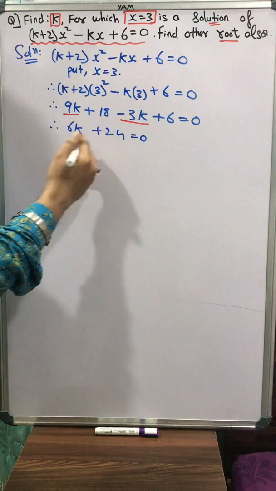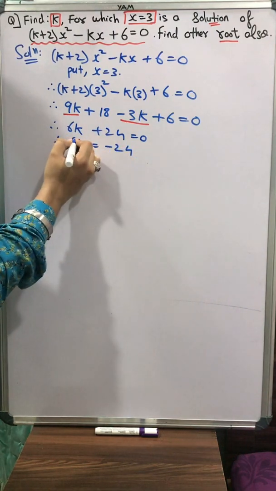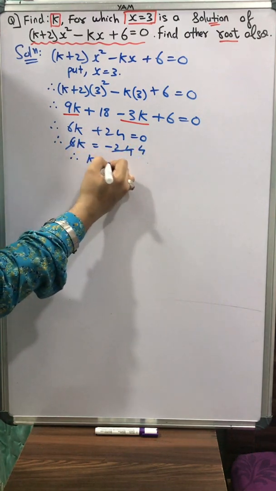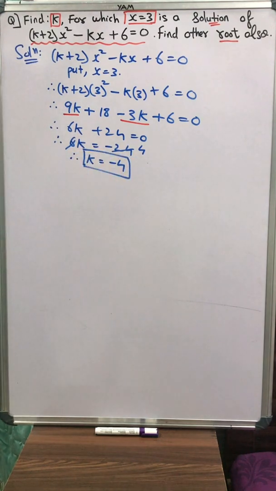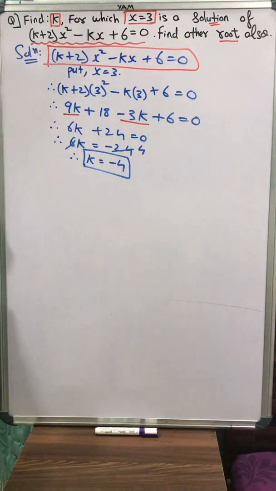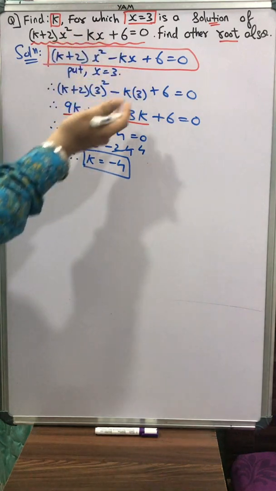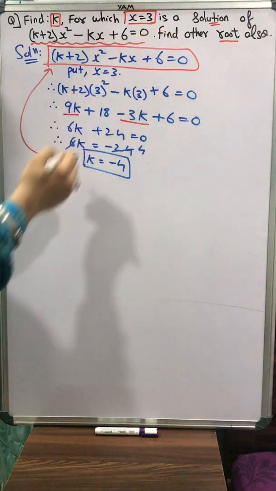24 will go on that side, so it becomes minus 24. 6k is equal to minus 24. 6 ones are 6, 6 fours are 24. Therefore k is equal to minus 4. Okay, I got one answer. It's so simple, students. So originally this was my given equation, but now I found out the value of k. So now why keep k? Now I'll just substitute the value of k in this equation.